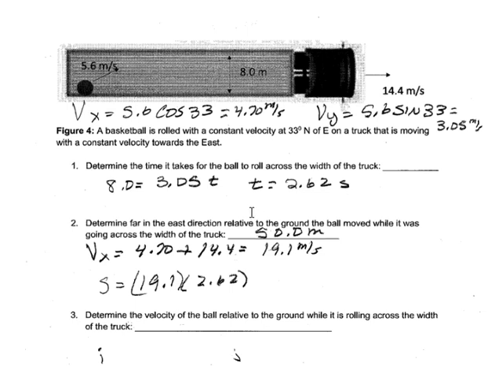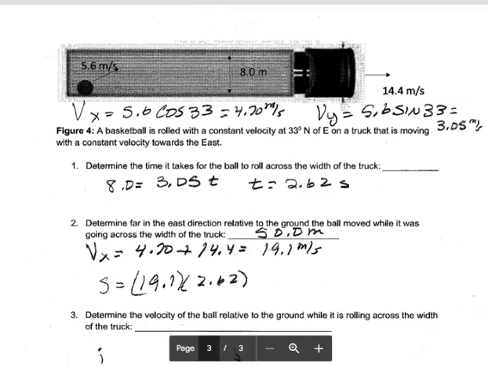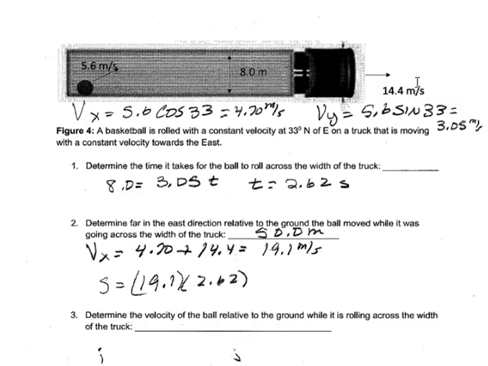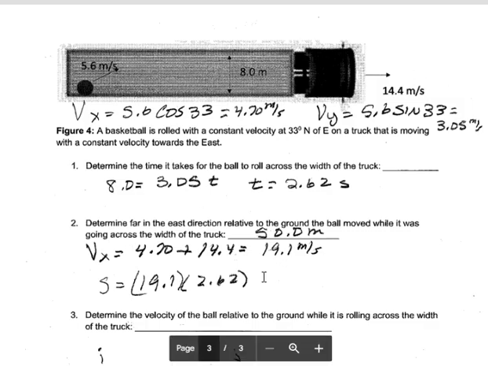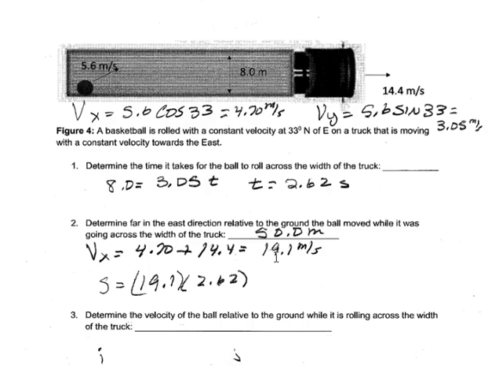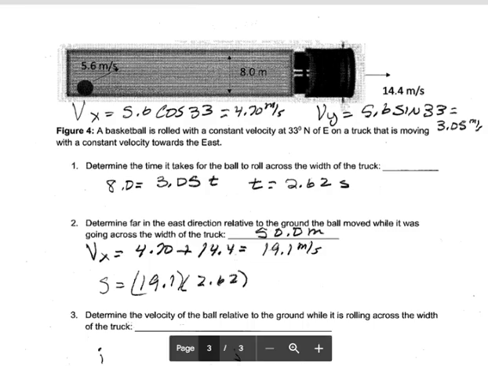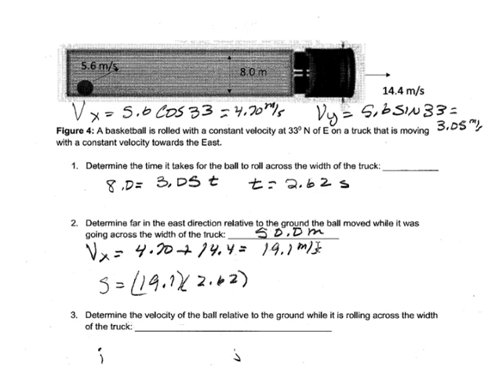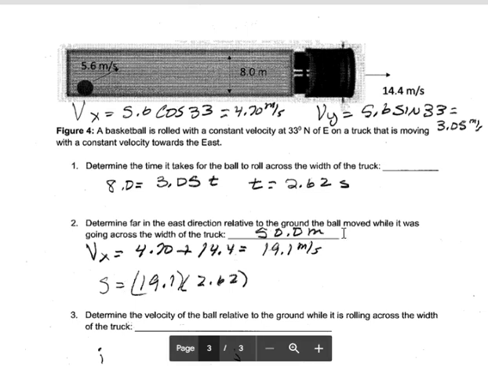How far in the east direction relative to the ground will the ball move while it is going across this direction here? Now I have to remember that my Vx is 4.7, but we're also going 14.4 meters per second that way, so I add those two together. Now my x direction velocity is 19.1, because the ball has an initial x direction velocity from being rolled, but it's also moving east with the truck, so I add those together. Then I just use s equals vt to find 50 meters.